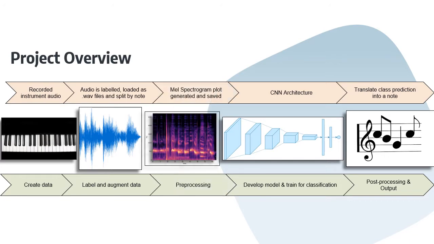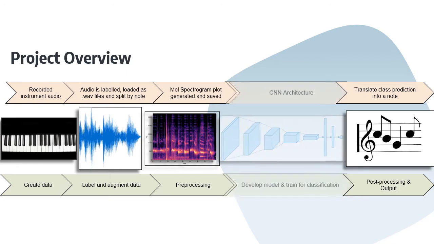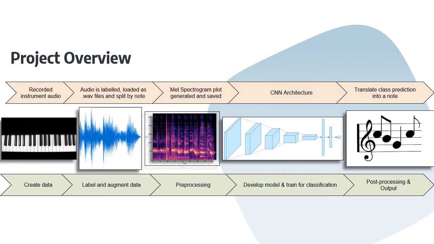For pre-processing, we decided to plot each audio file as a spectrogram, and then save this as a figure. Once it was saved as a figure, we then had a data set of images which we could upload and input into our CNN model. We trained our model to classify notes based on their pitch, and then performed some post-processing to translate each of the model's predictions into an English or commonly noted note.